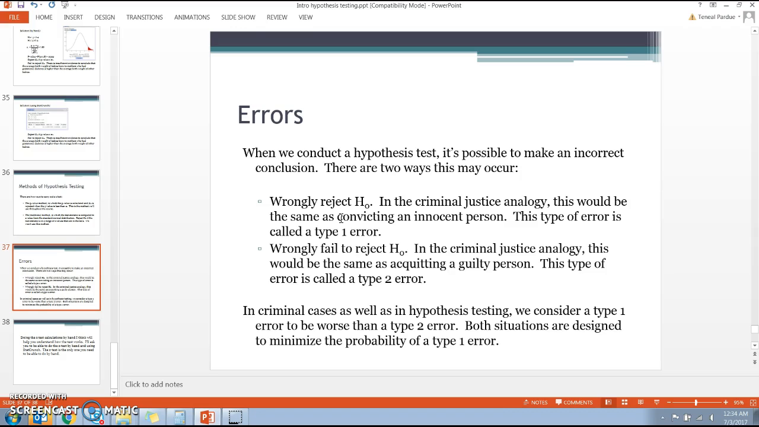And in the criminal cases, as well as in our hypothesis testing, we consider type 1 error to be worse. And we set up mechanisms to minimize the probability of a type 1 error. And so hypothesis testing is designed to do that. We don't want a huge type 2 error either, and that's another issue that comes up with hypothesis testing, called power when you look at type 2 errors. But we're looking just at type 1 errors. So the p-value, by the way, is the probability of a type 1 error.